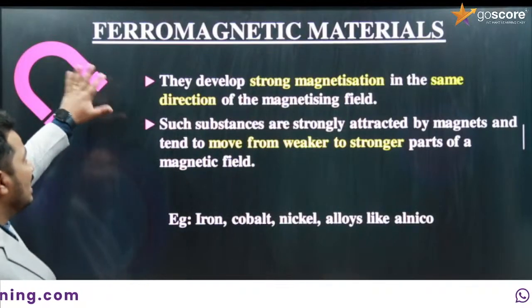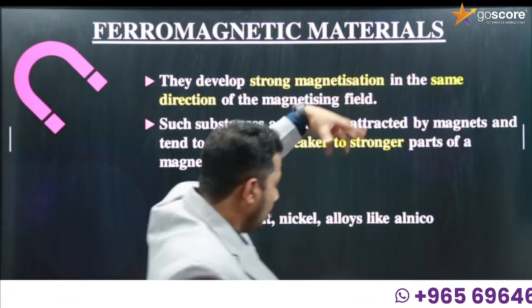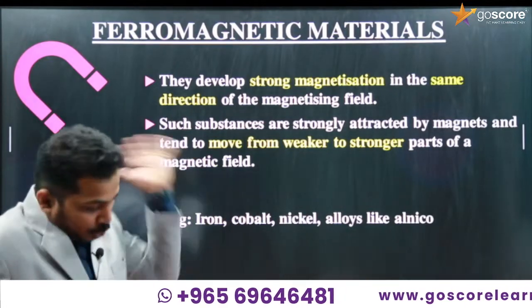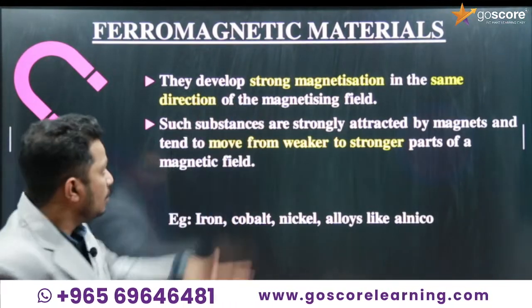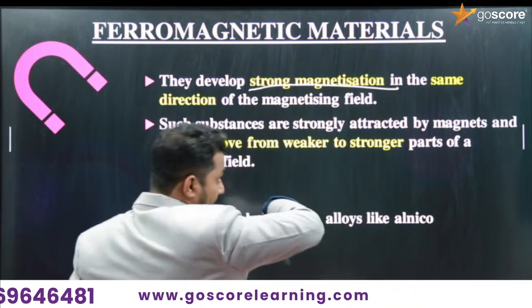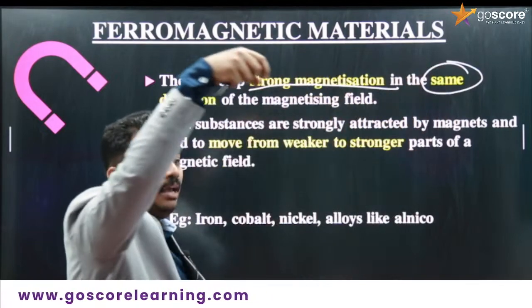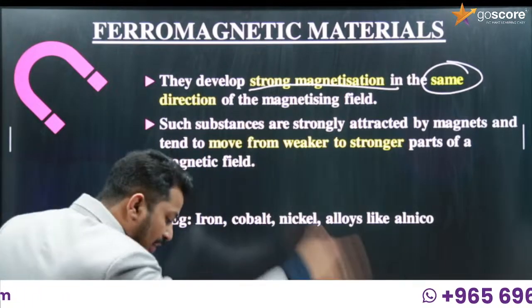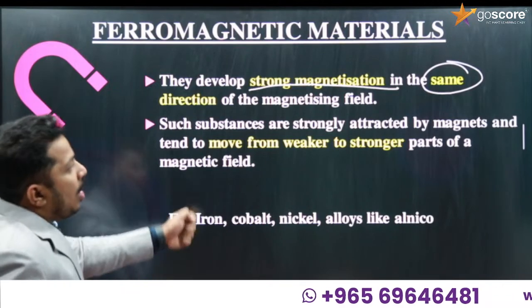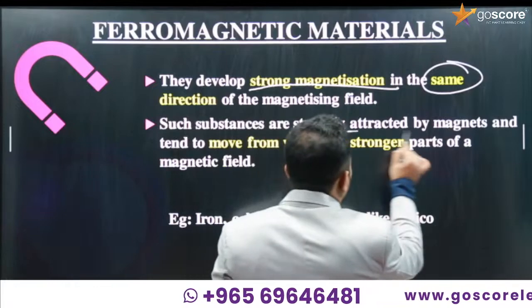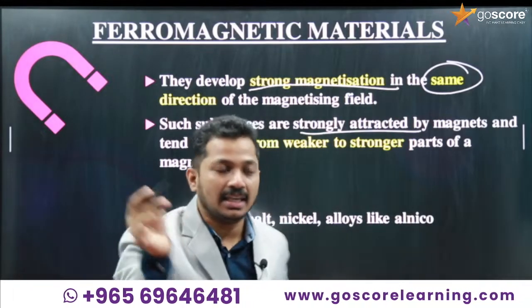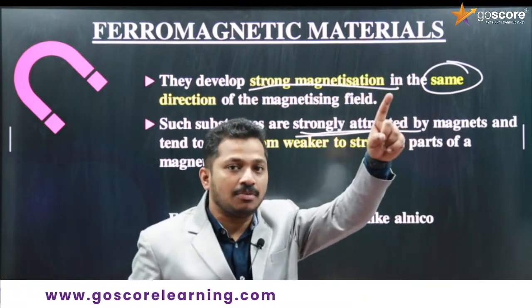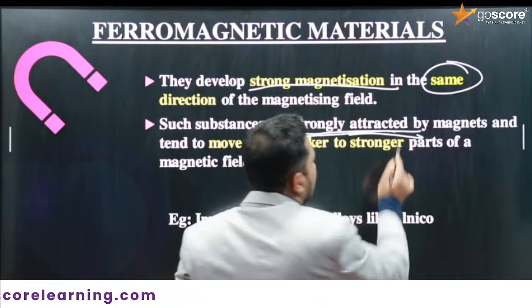The last material is the ferromagnetic material. When we place a ferromagnetic material in an external magnetic field, they will magnetize strongly, not feebly. They will develop strong magnetization in the same direction as the applied field. Such substances are strongly attracted. In the previous case, paramagnetic materials are just attracted. Here it is strongly attracted. And in the first case, diamagnetic materials are repelled. Instead of attraction, there will be repulsion.